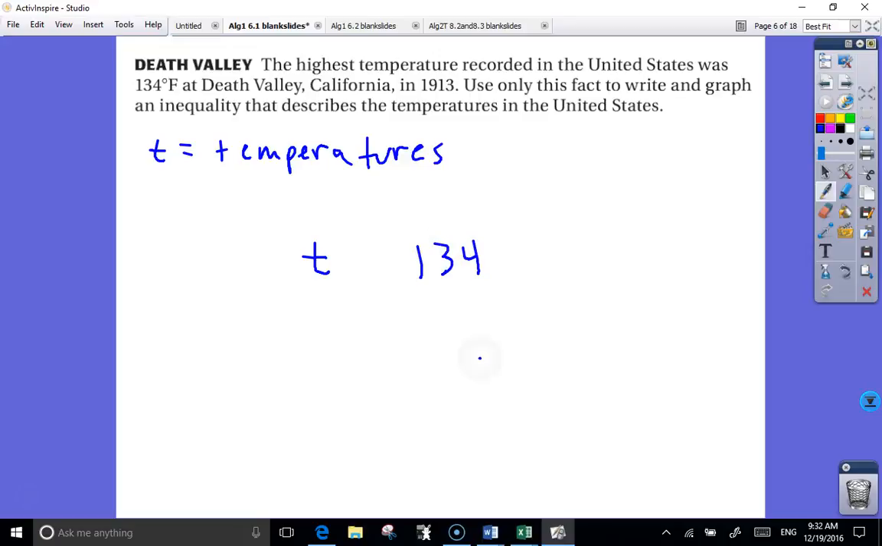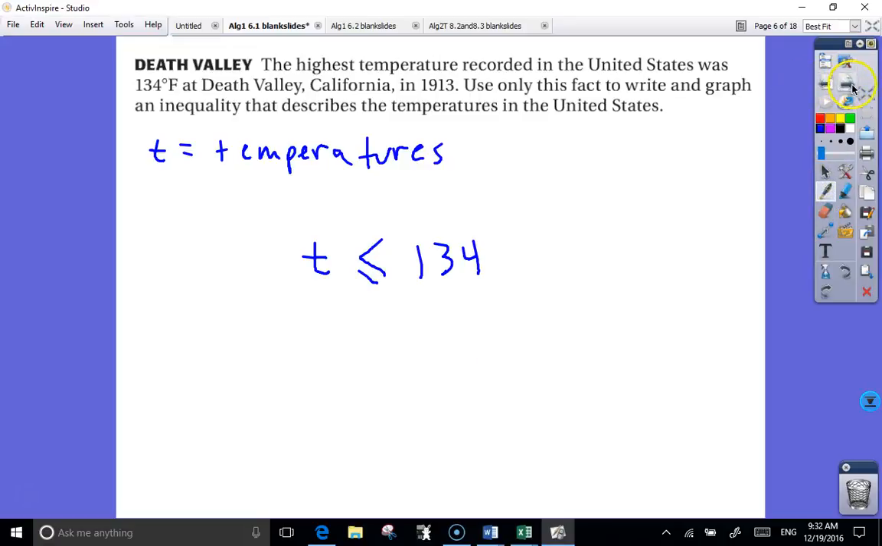Less than. Is it just less than? Well, it said it equaled 134 at least one day, so it definitely has to include the 134. But it was never more than 134, so less than or equal to 134. Now that's a complicated word problem.